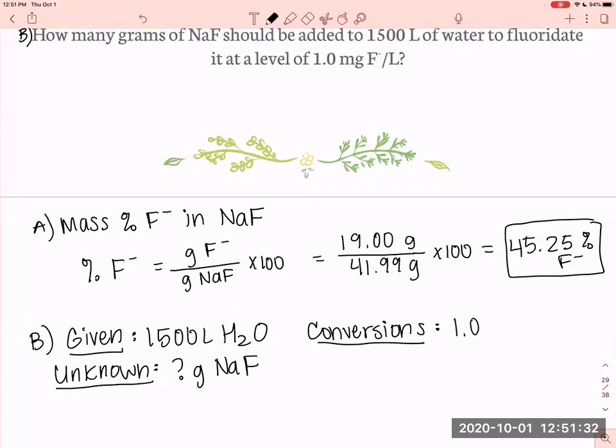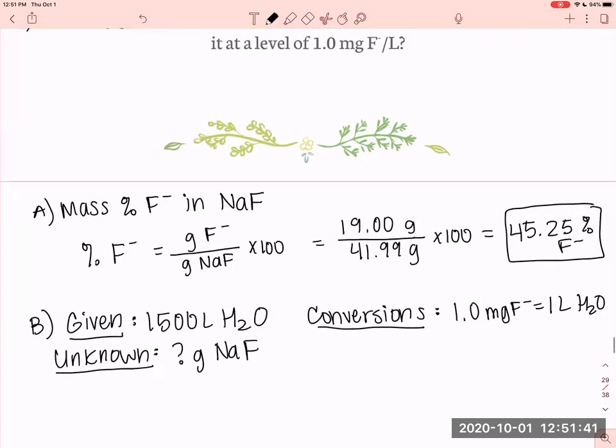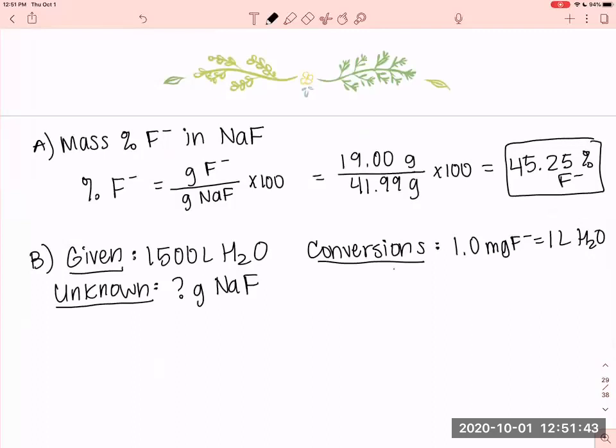Conversions: we've got 1.0 milligrams of fluoride equals 1 liter of water. So that's a conversion they're giving us. And then we also have another conversion, this percentage we just found. So how can I write that as a conversion? I can say this many grams of fluoride is equal to 100 grams of sodium fluoride.